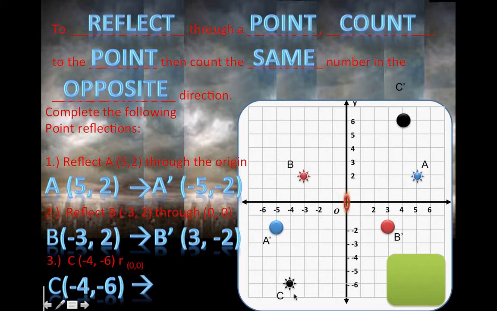Our original was at negative 4, negative 6. Our image now is going to be at positive 4, positive 6, right up here, and we label it C prime. I'll give you some time to go ahead and copy that down.